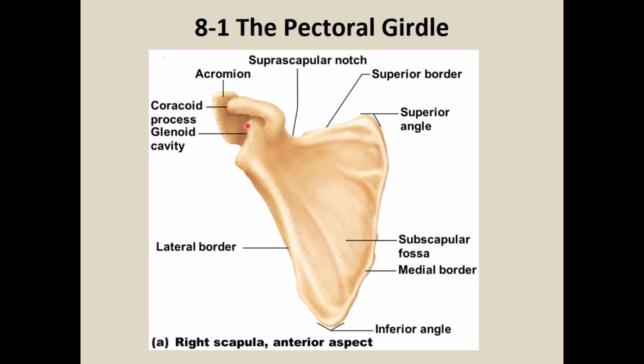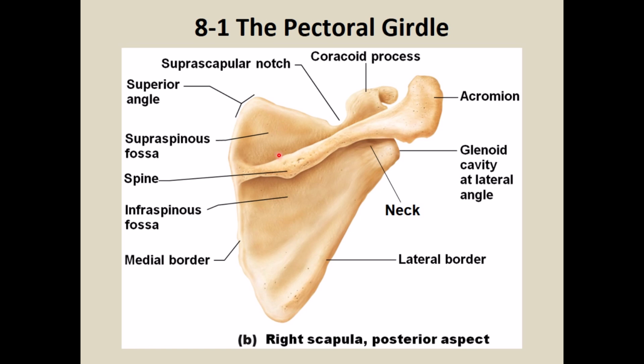And at the lateral angle, you can see the glenoid cavity, and this is where the head of the humerus articulates. The humerus is the bone that is in the arm, so it articulates here. Also, there are two other processes. One is called the coracoid process, that is located anteriorly, and the acromion, that is located posteriorly. But the acromion is higher than the coracoid.